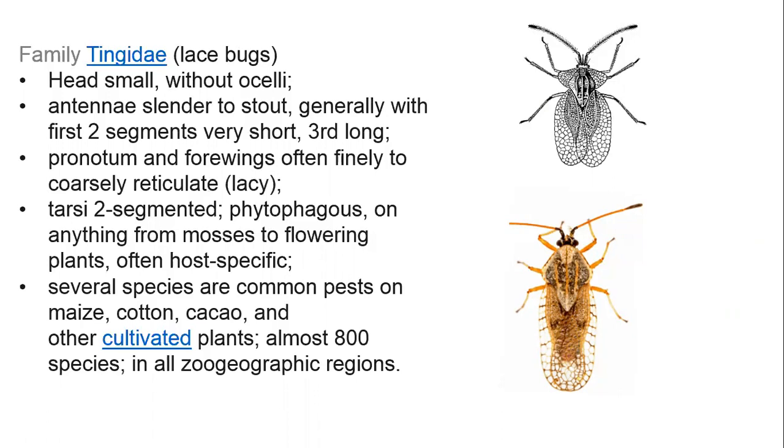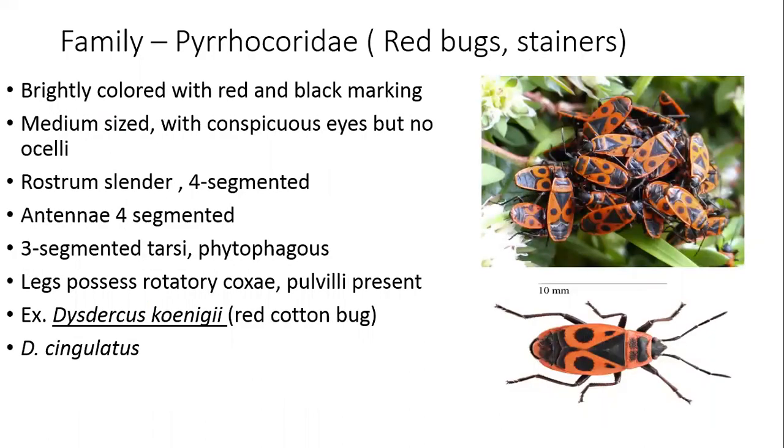Pronotum and forewings often fine to coarse reticulate, lacy, tarsi two segmented. They are phytophagous on anything from mosses to flowering plants, often host specific. Several species are common pests on maize, cotton, and other cultivated plants. Almost 800 species are present in all geographical areas of the world.